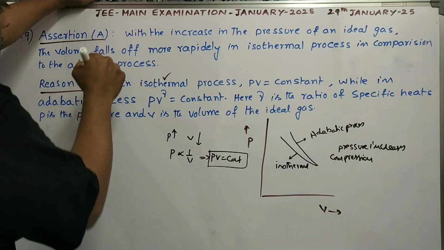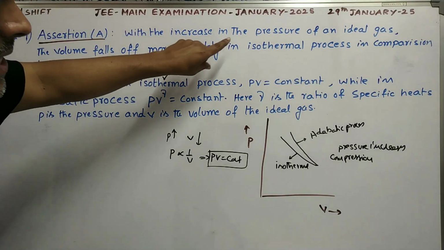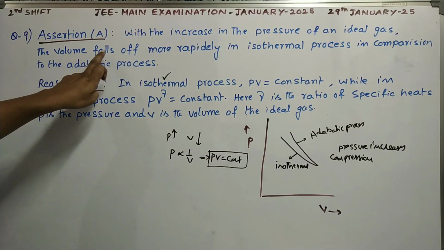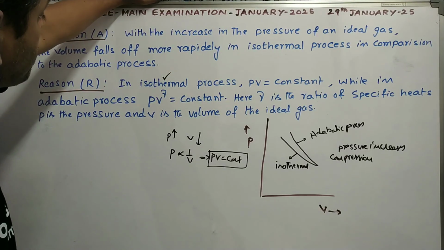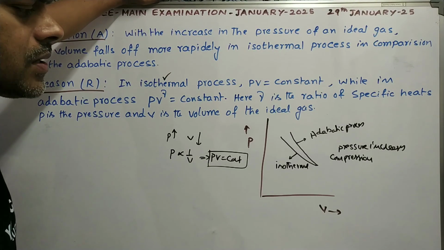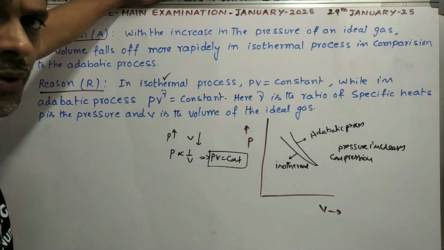That means according to this assertion, with the increase in the pressure of an ideal gas, the volume falls off more rapidly in isothermal process in comparison to the adiabatic. Yes, obviously it is correct, no problem.